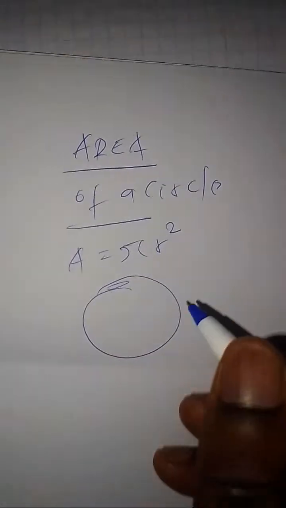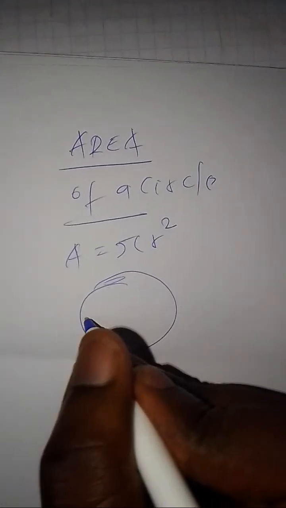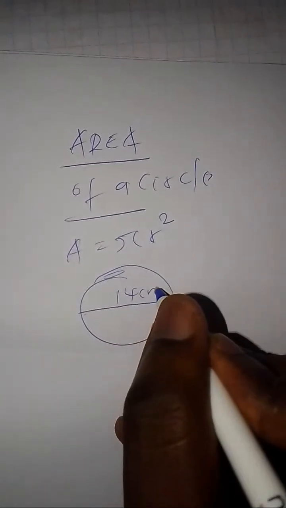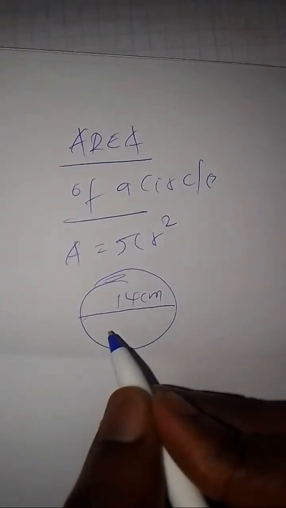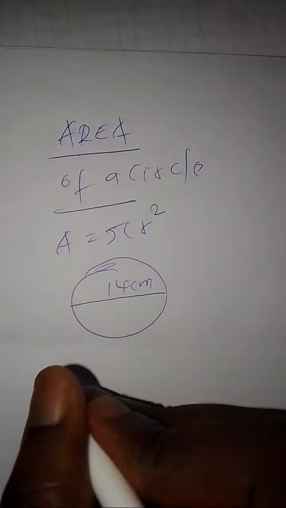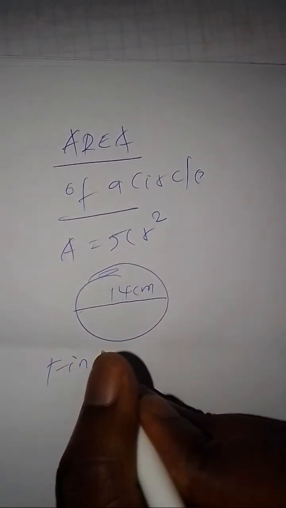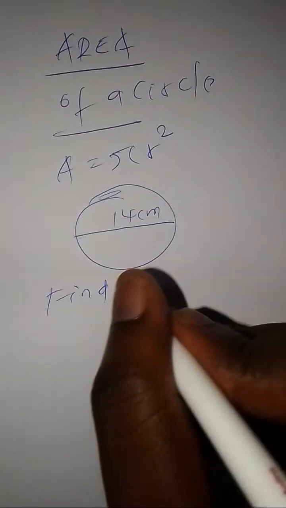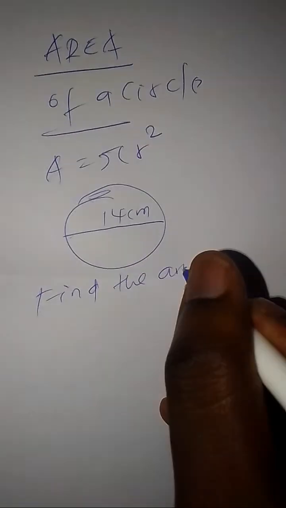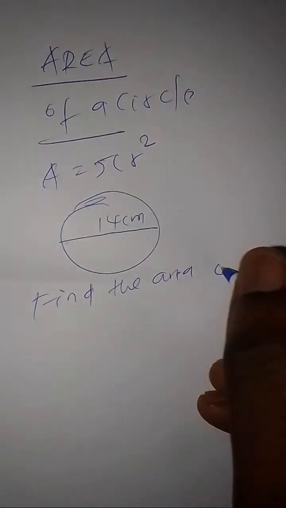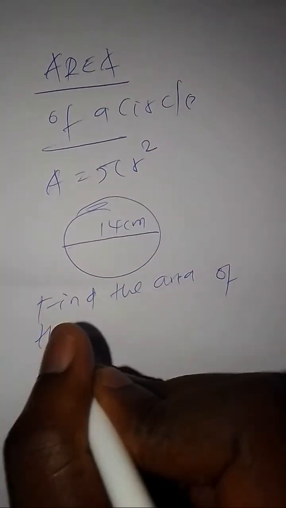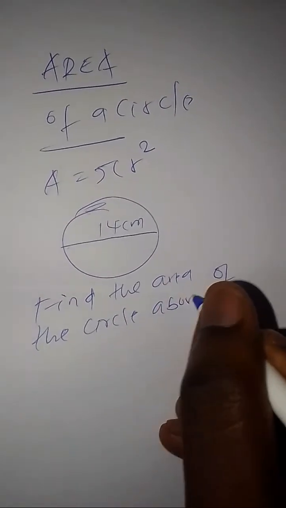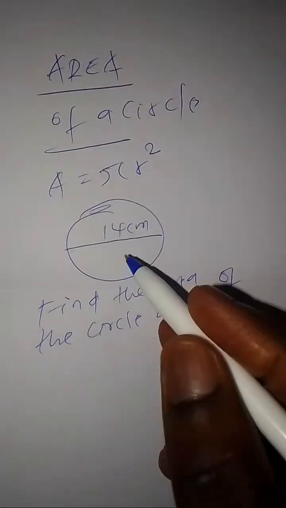So now, if you are asked to draw a circle like this, and you are told that the diameter of this circle is 14 centimeters, then you are asked to find the area of the circle. So the question says, find the area of the circle above. So how do you work out this problem here?